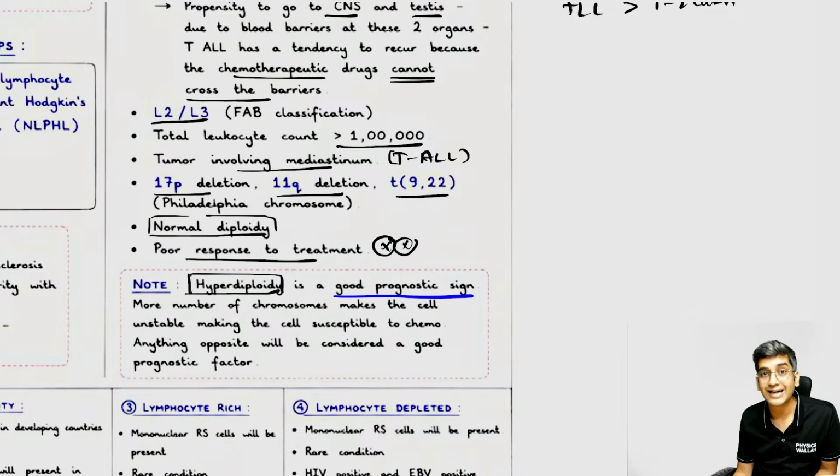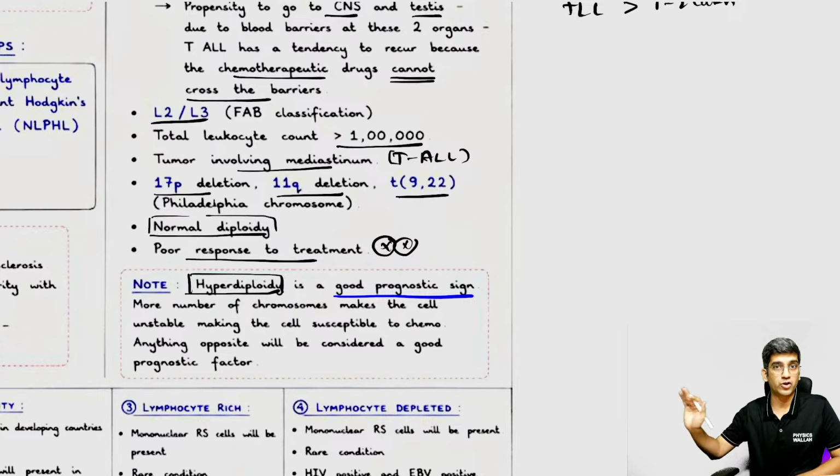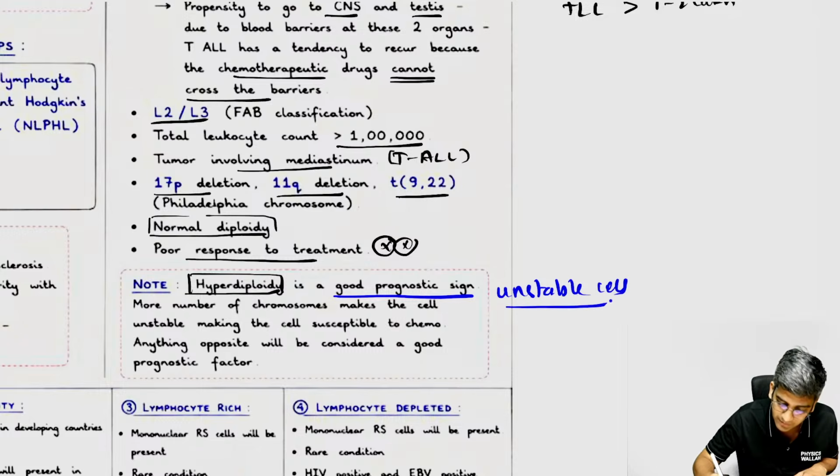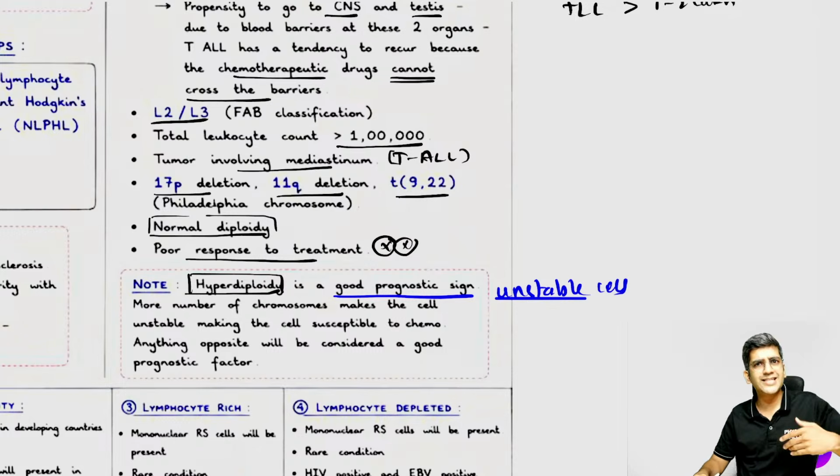It's a very unstable cell. If I have an unstable cell, when I give chemo, it is very easy to kill. That's why across every hematological neoplasm, when I have an unstable cell of more than 50 chromosomes, hyperdiploidy, it is a good prognostic sign, right? Because it's an unstable cell, it's very easy for me to kill the cell with chemotherapy. So it has a good prognostic sign. Just a template to remember.